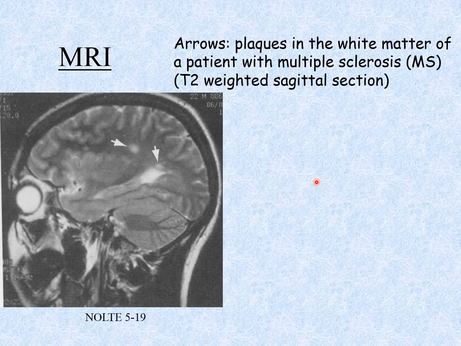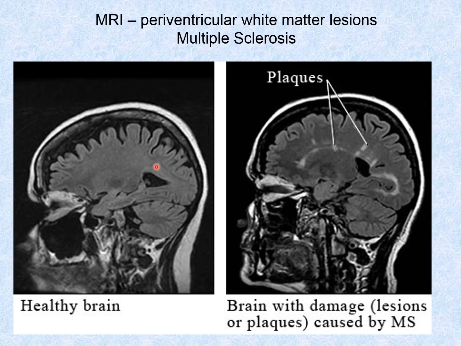The MRI is also very useful in multiple sclerosis, and here we see on a T2 weighted image plaques that are in the white matter and in the periventricular area right over here. We see additional images. This is in a healthy brain, and this is in an individual with multiple sclerosis, and we see these indications of multiple areas of demyelination in the periventricular area in the white matter.